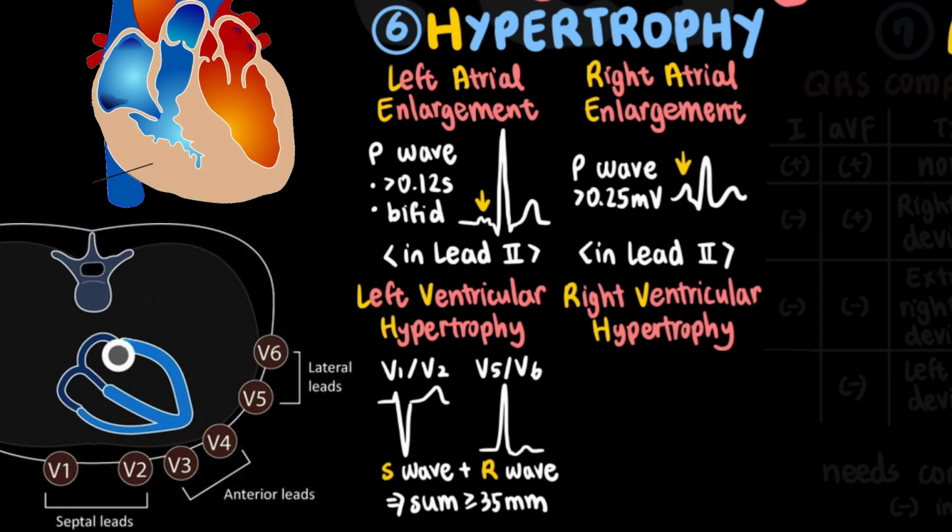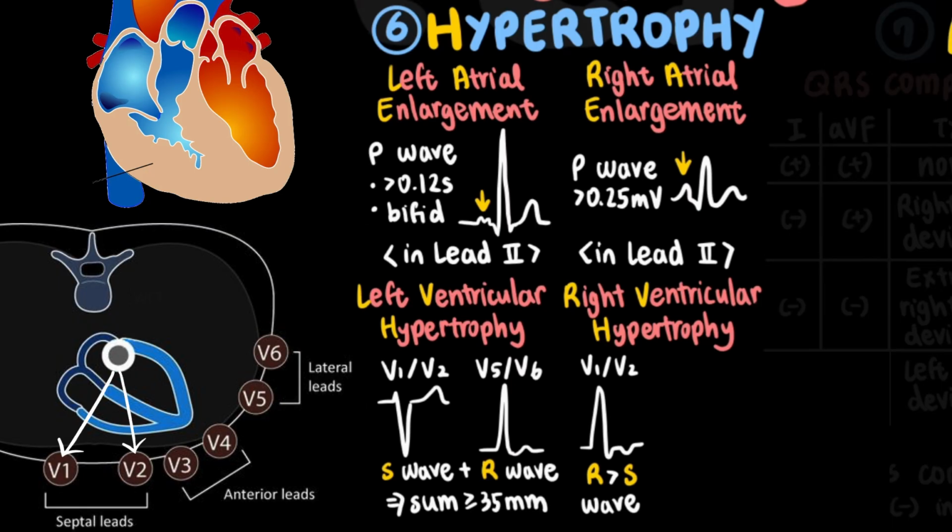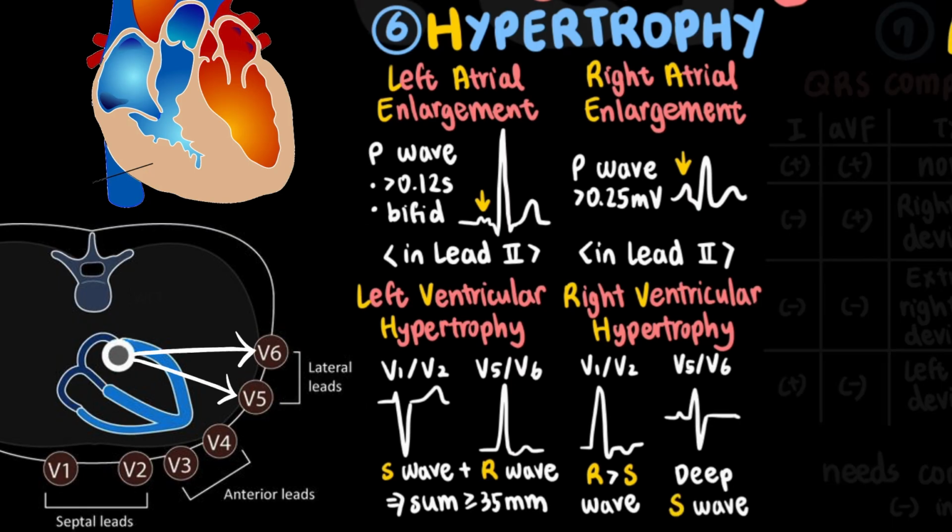In right ventricular hypertrophy, or RVH, you'll see that in V1 or V2, the R wave becomes taller than the S wave. At the same time, in V5 and V6, you'll see very deep S waves. This pattern occurs because the enlarged right ventricle dominates the electrical forces. Instead of depolarization moving leftward as usual, it moves more to the right. So the early chest leads show a tall R wave and the left-sided leads show a deep S wave.